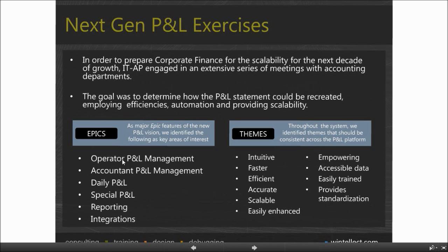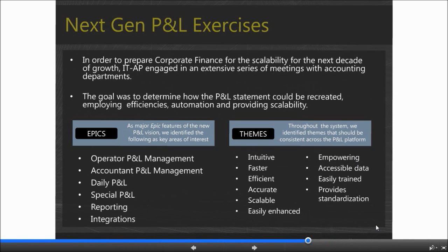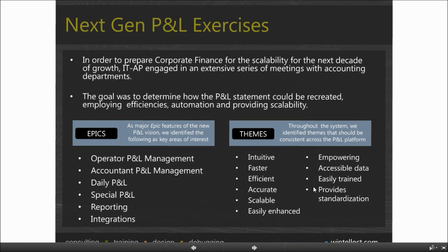Well, they captured this idea of the functionality, and we call these epics, but then they captured these things called themes, and these were really more of the non-functional requirements. So there's that first one, intuitive, faster, efficient, accurate, scalable, easily enhanced. We'll talk more about this one. Empowering, accessible data, easily trained, provide standardization. So these were the things that with every piece of the system that we build, we need to validate that it's going to meet these things right here.